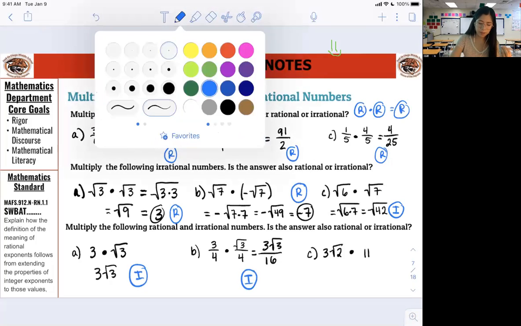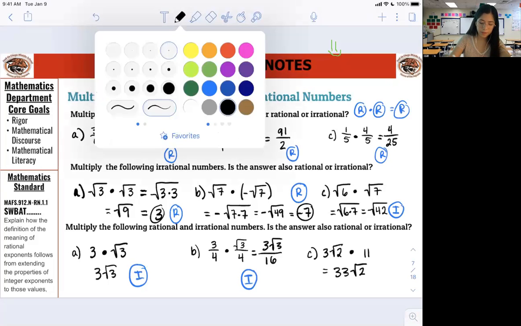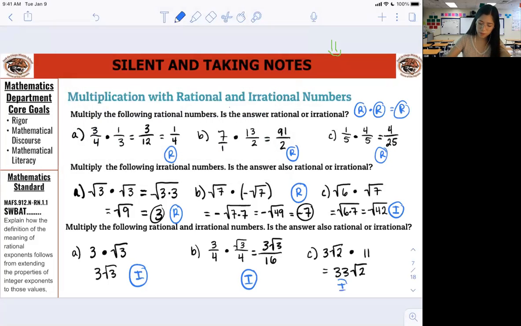And then 3 root 2 times 11, well, what's 3 times 11? 33. So this is 33 times the square root of 2. But that square root isn't going anywhere. It's still irrational. So if you mix it up, if you do rational times irrational, it's always going to end up being irrational. So there we go. There we have it.